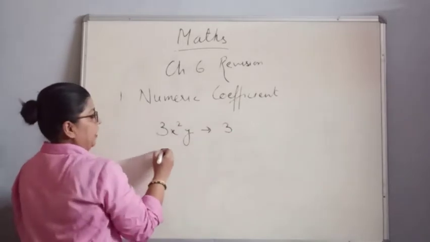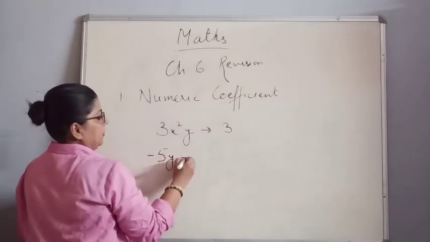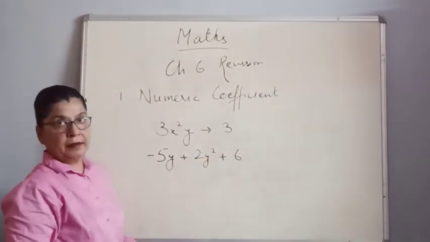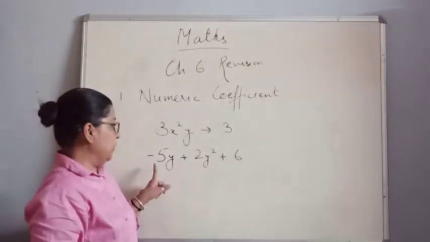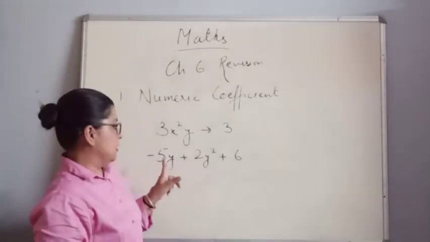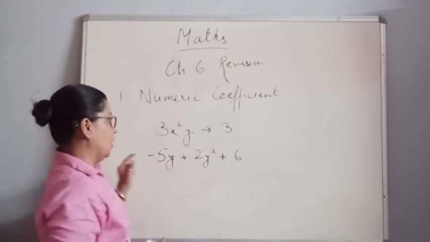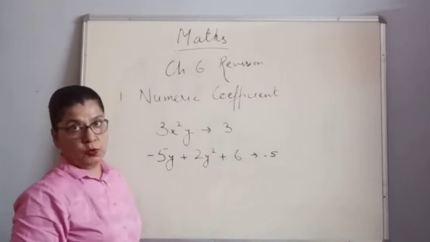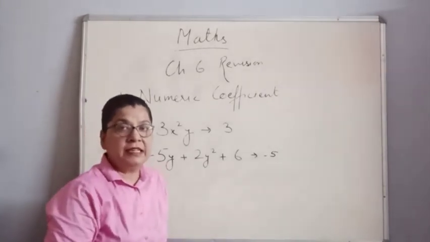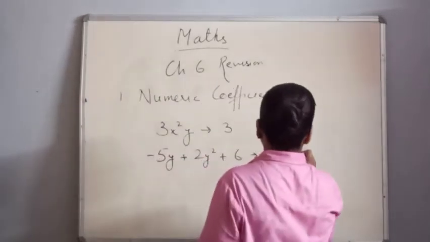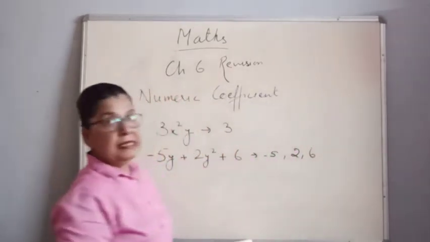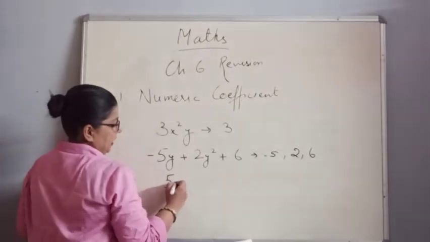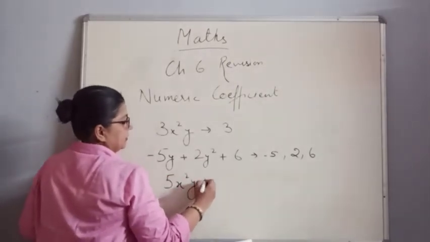If I am having 5 minus 5y plus 2y square plus 6, then how many terms are we having? We are having 3 terms. Then we will write the numeric coefficient of all. Then we are having minus 5. We have to write the sign also. We will write the digits along with the sign. Minus 5, 2 and 6. These are the numeric coefficients. Okay. If I am having 5x square y, then I am having 5.